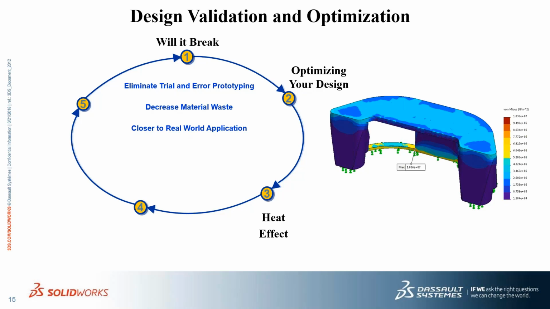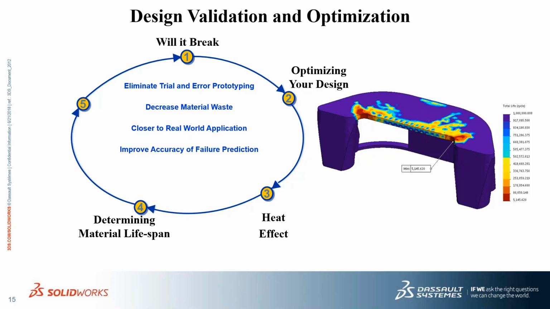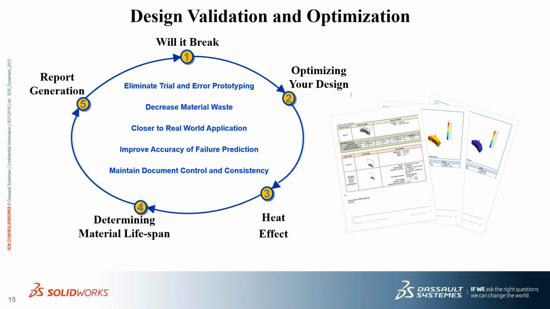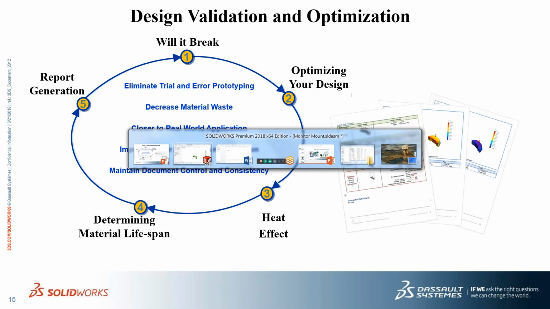In heat effect, we saw the closer to real-world application, being able to say, heat will be applied to my model here, so we can see how it distributes through the material, and then even taking the next step in applying loads and seeing how the heated design survives within the loads that we are applying. In determining material lifespan, we have improved accuracy of failure prediction, where we can know when and where our parts are going to fail, and we can plan accordingly. And with report generation, we're able to generate those nice reports, maintain our document control and consistency.